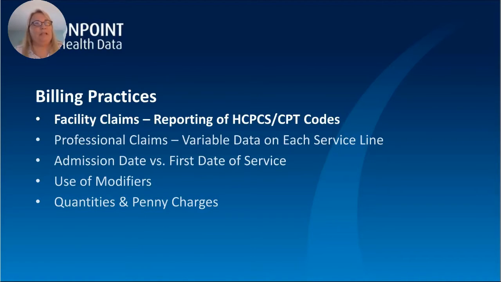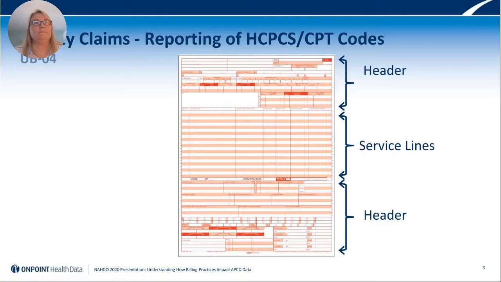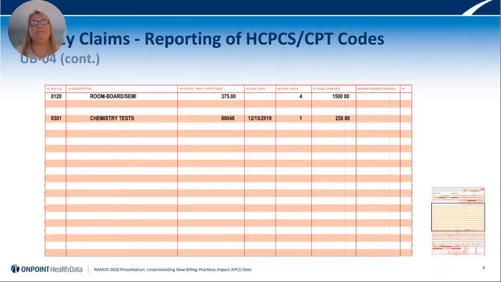So let's start with facility claims, and when you may or may not see HCPCS and CPT codes reported on them. So here's our UB04 facility claim. I'm a visual person, so I like to provide the visual, and we'll be focusing on that middle section, service lines. For illustration purposes, I've actually combined an inpatient and outpatient service line on this one claim form.